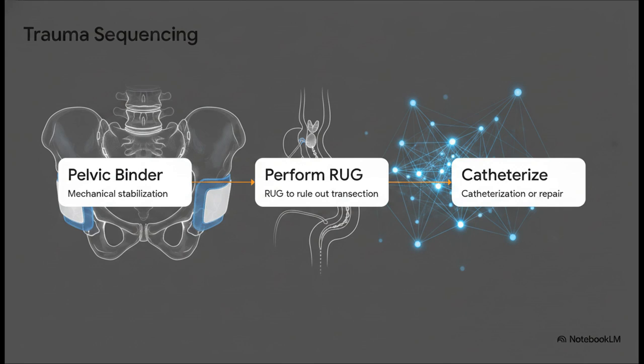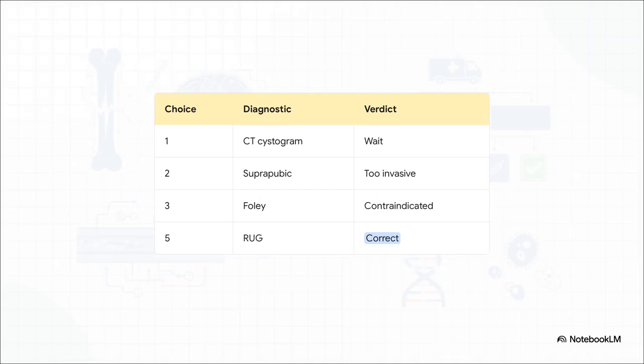Let's map out the correct clinical logic by walking through strict trauma sequencing. Step 1 in an unstable pelvic fracture is always mechanical stabilization, like applying a pelvic binder. Step 2, before any lower urinary tract intervention, is the retrograde urethrogram to rule out urethral transection. Only after the urethra is definitively cleared in Step 3 do you proceed to catheterization or surgical repair. Let's systematically dismantle the incorrect options to enforce this exact procedural nuance.